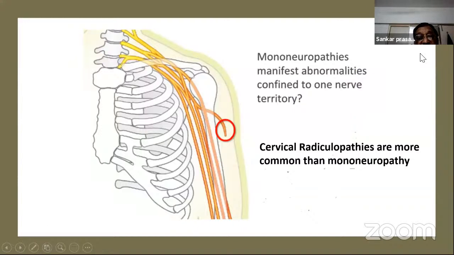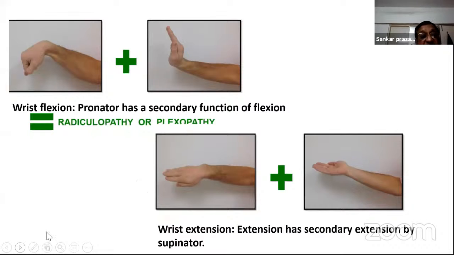Mononeuropathies manifest abnormalities confined to one nerve territory. So you should know what abnormalities you can see with the radial nerve, median nerve, ulnar nerve, and their branches. And you have to study what are the anterior interosseous nerve and posterior interosseous nerve abnormalities. It is conceptually realized that cervical radiculopathies are more common than mononeuropathies by and large. So if you have wrist flexion, the pronator has a secondary function of flexion also. So it is either radiculopathy or plexopathy if you encounter this. Wrist extension has a secondary extension function of the supinator also. So whenever such things happen, it is not a mononeuropathy.